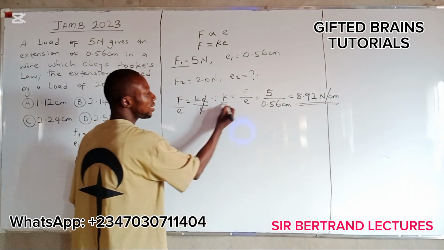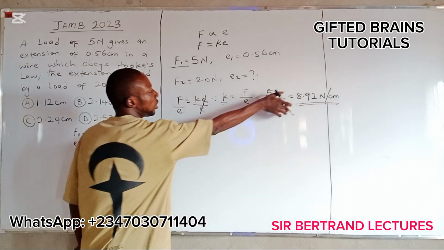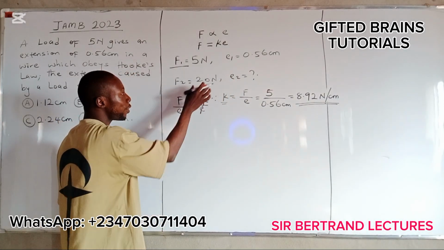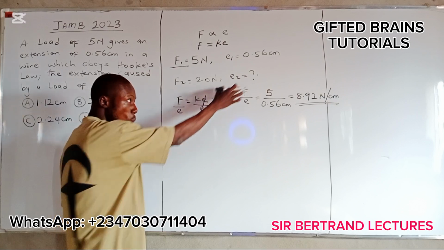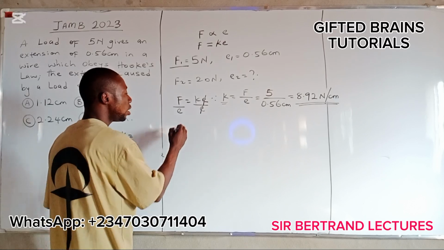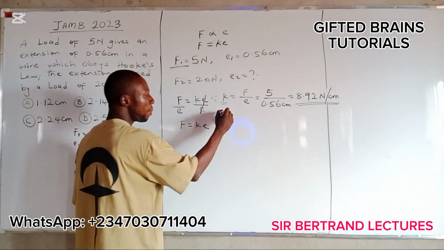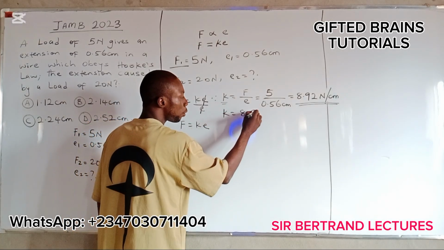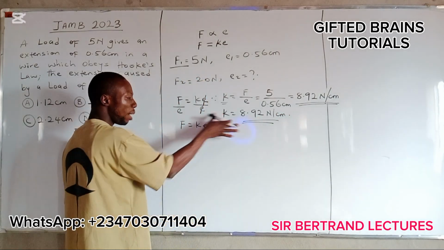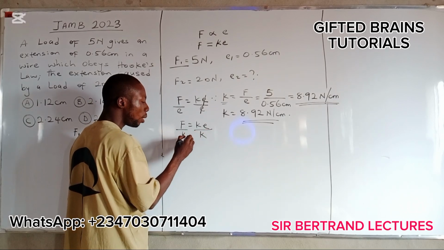Now, since the constant is this, and we are working the same experiment on the same wire, let's use this constant to find the value of extension. When you apply the force of 20 Newton on the same wire, what is going to be the extension? That is what we are looking for in the question. Then F is equal to KE. Remember, our K is equal to 8.92 Newton per centimeter, which we are going to apply here. Now, we are looking for E. Divide both sides by K.